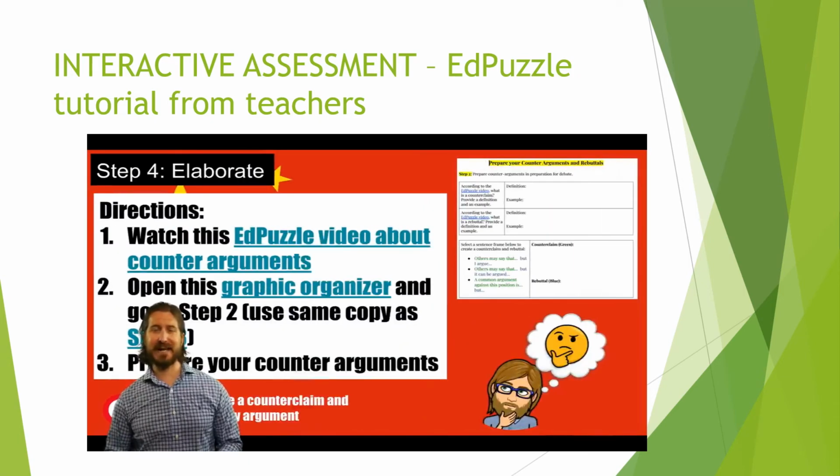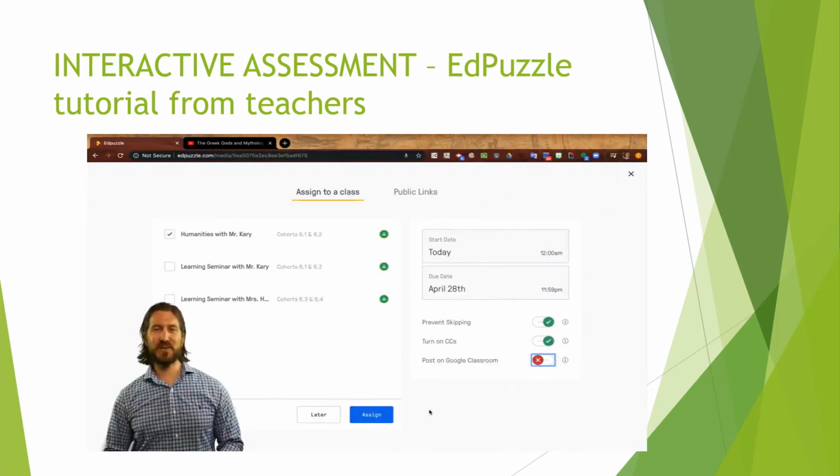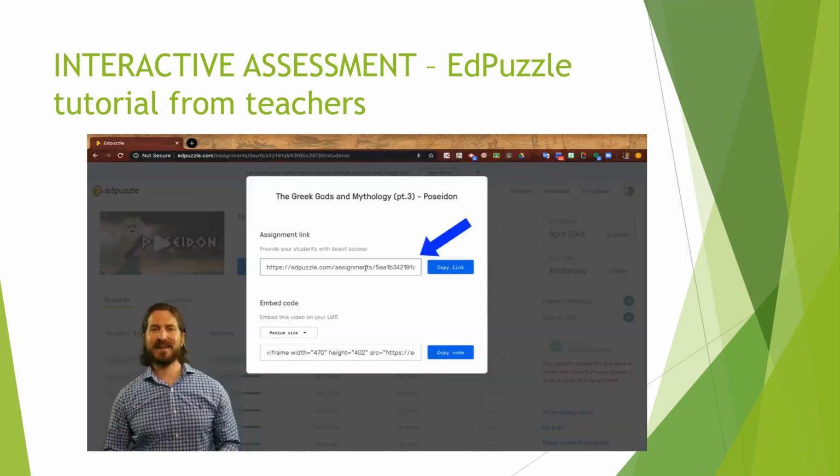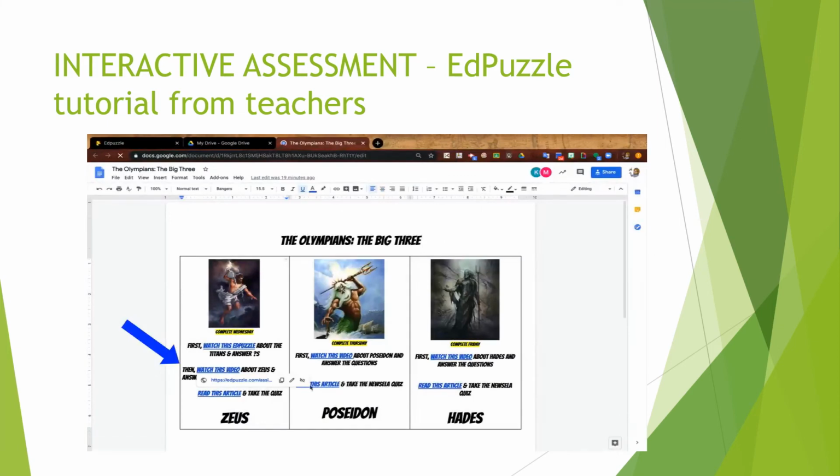As I showed in the beginning, I typically embed an Edpuzzle video into another assignment. So I usually do not post the Edpuzzle video directly to Google Classroom. Once you're ready to assign the video, click on the blue Assign button on the bottom of the screen. And then in order to generate a link to be able to share with your students if you're not posting it on Google Classroom, you want to click on the blue Share Assignment button on the bottom right-hand corner. Here you'll see that you have an assignment link that you can copy and then add as a hyperlink to another document if you're using that strategy.